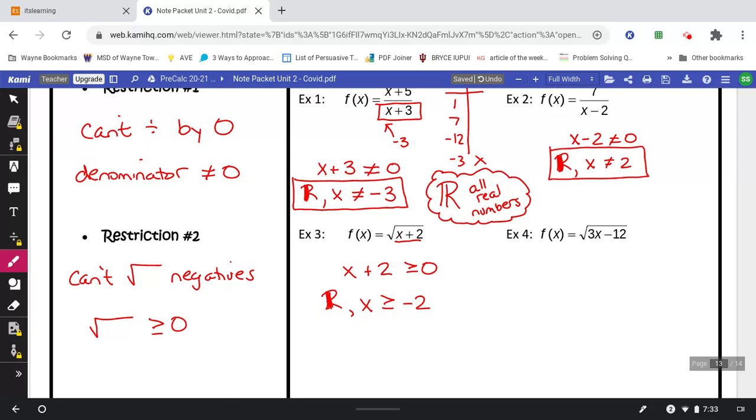Anything smaller, though, than -2, you wouldn't be able to do. It would give you an error message on your calculator. So that's all we're trying to determine. We're not trying to graph these, but if you were trying to graph these, that kind of helps you decide what your table looks like.